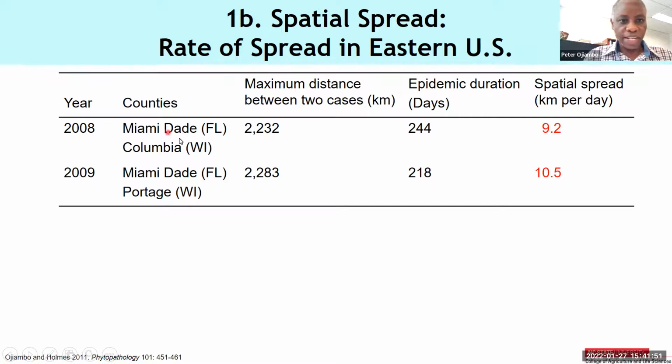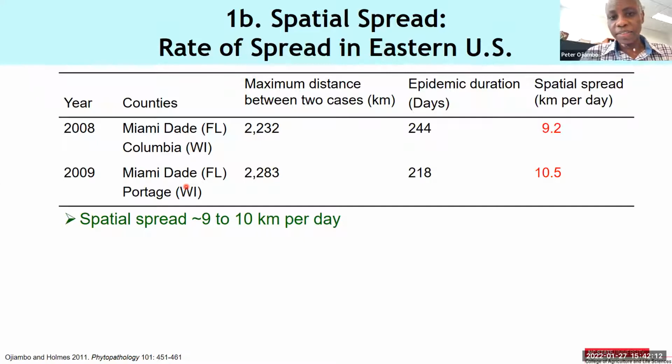For example, in 2008, the maximum distance was between a report in Florida and one in Columbia County in Wisconsin. You'll notice that in both years we always start from Florida, because that's where the overwintering takes place. Based on that, one would expect the spatial spread of the disease to be about 9 to 10 kilometers per day. You can do the math to see how fast that epidemic really moves during the growing season.